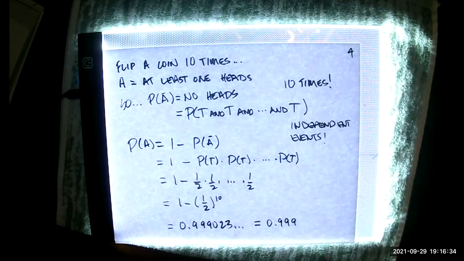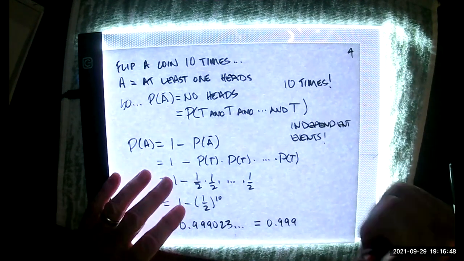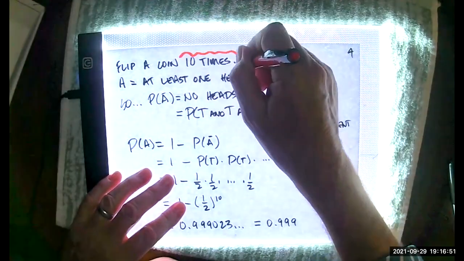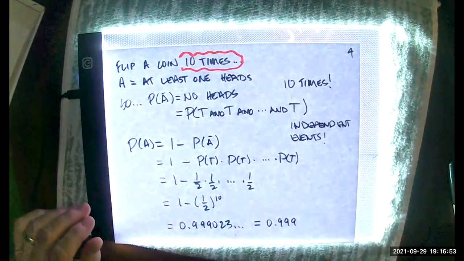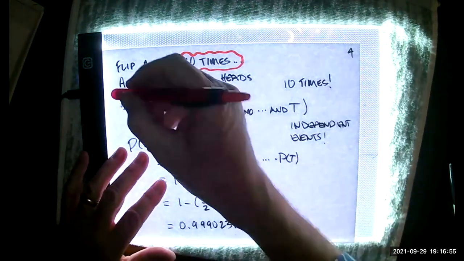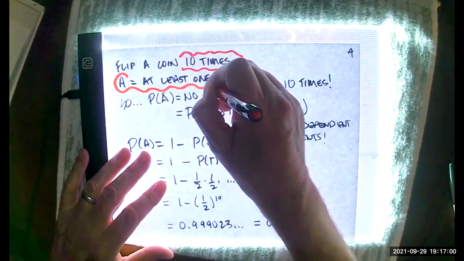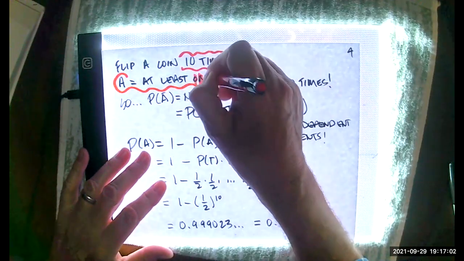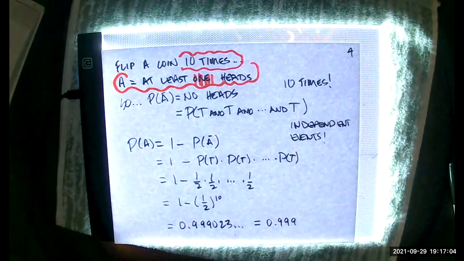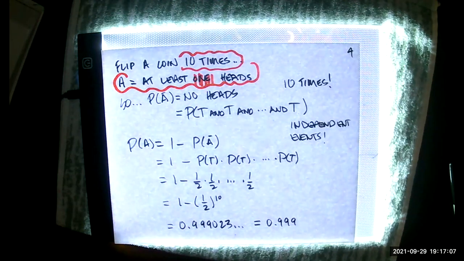So, and by the way, this is why we want the rule, and we don't want to rely on trying to draw our sample space and count things up. It gets super tedious. So we're going to flip a coin 10 times. We're going to look for the probability of an event A, the probability of at least one heads.